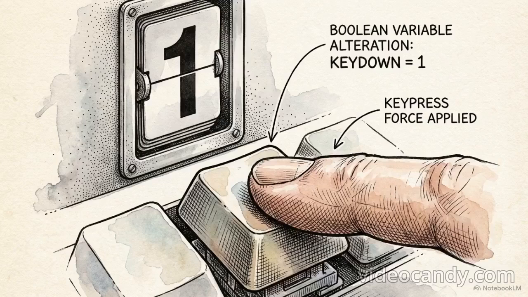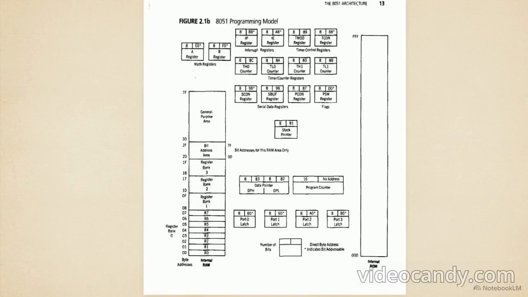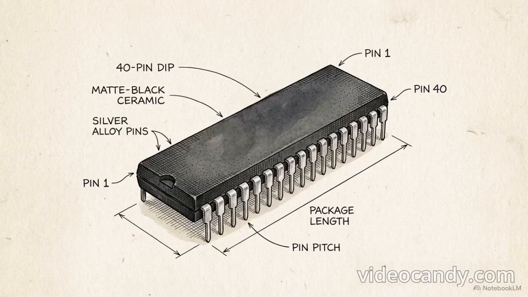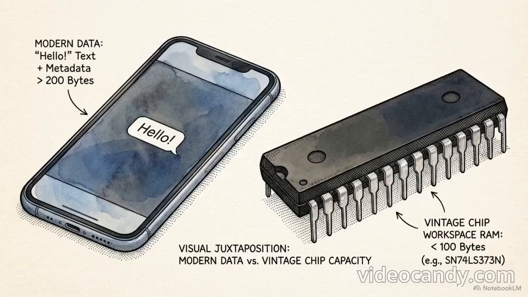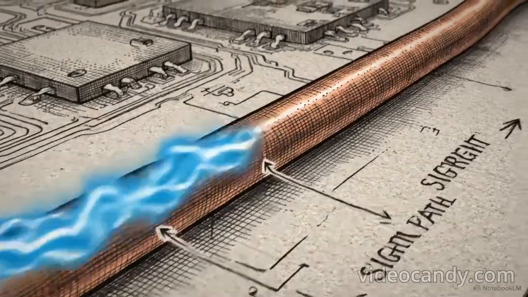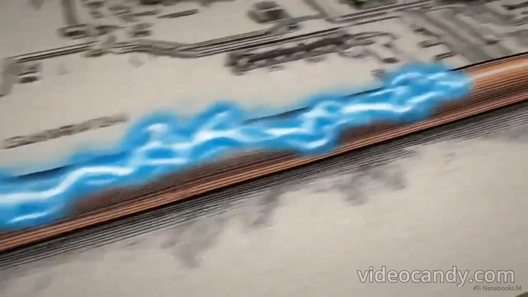Just above the register banks, from address 20 to 2F, we find 16 bytes of bit addressable memory. Bit addressability is an incredibly powerful feature for an embedded system. It allows a programmer to alter a single Boolean variable, a simple 1 or a 0, without wasting clock cycles reading, masking, and rewriting an entire 8-bit byte. Finally, the remaining 80 bytes, from address 30 to 7F, serve as a general scratchpad for reading, writing, and storing temporary data. This hyper-structured RAM map forces students to manage memory resources with microscopic precision. You cannot afford to waste a single byte when your total available workspace is smaller than a short text message.